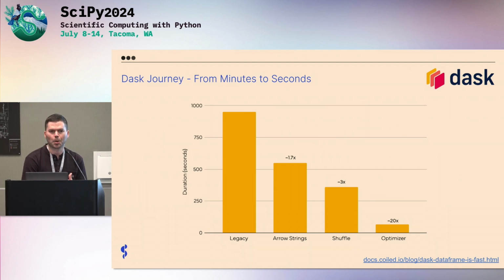Now, it's not always going to be 20x faster, right? It depends on the actual workflow, but this is pretty representative of what we do see in the wild. So this isn't a 10 or 20% improvement. This is an order of magnitude or more improvement.